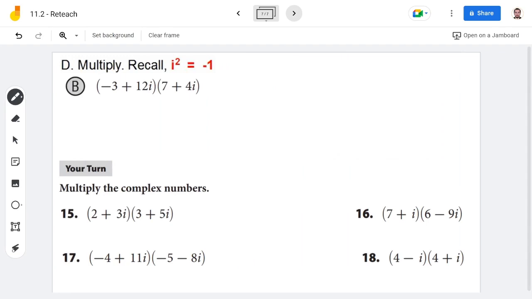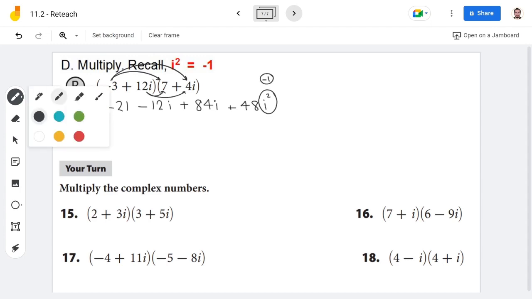Here there is also another question. If you need to multiply them, I will just do it fast. So negative 3 times 7, negative 21. Negative 3 times 4i, which is equal to negative 12i. Then 12i times 7 is 84i. Then positive 12i times positive 4i, which is equal to 48i squared. So now I know this part is equal to negative 1.